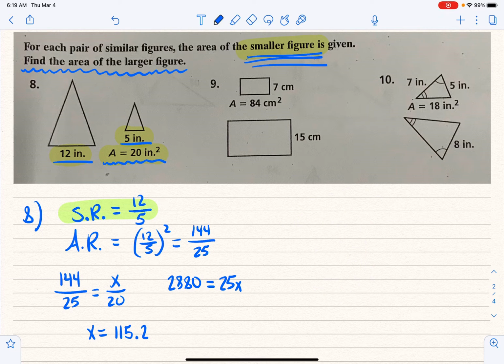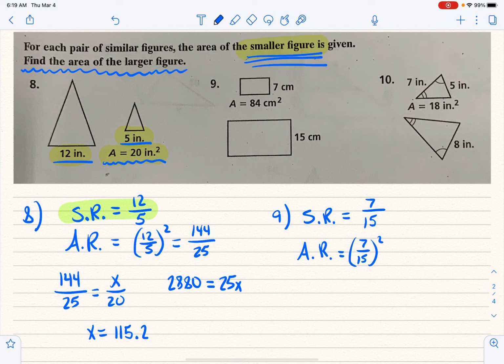All right, number 9. First, start with that similarity ratio. And I'm telling you, it just works well to label everything that you have. Make sure you don't kind of lose track. Similarity ratio is 7 to 15. So therefore, what in the world is the area ratio? Well, it's going to be 7/15 squared, which is 49 over 225. 7 times 7 is 49. 15 times 15 is 225.